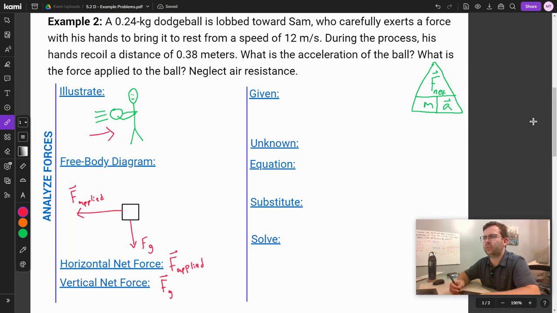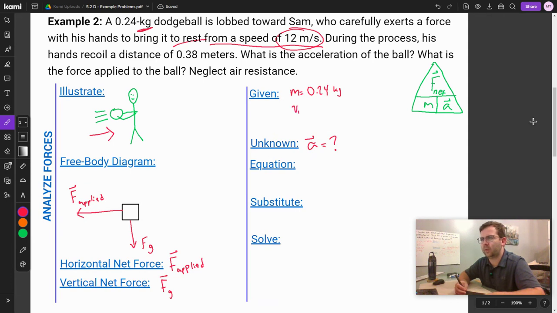All right, it says what is the acceleration of the ball? So that is our unknown number one. We're looking for the acceleration of the ball. We do know some information about the ball. We know that it has a mass, because of the kilograms here, of 0.24 kilograms. We also know that the ball is brought to rest from a speed of 12 meters per second. So you have to translate this information into physics quantities. If it's brought to rest from a speed of 12 meters per second, that means it was going this fast initially. This is our initial speed.